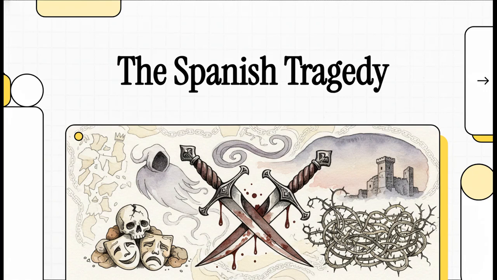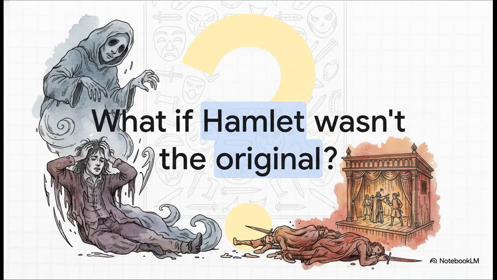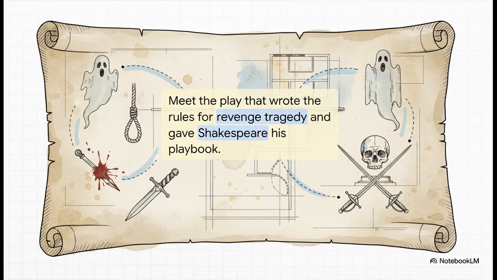Today, we're digging into a play so influential, it practically wrote the rulebook for one of theater's absolute bloodiest genres. So, what if I told you that the ghost, the feigned madness, the play within a play, and that huge, tragic pile of bodies at the end of Hamlet, what if all of that existed before Shakespeare even put pen to paper on that play? Yeah, that's right. We're talking about Thomas Kyd's The Spanish Tragedy. This was the explosive, trailblazing play that became the essential blueprint, basically Shakespeare's playbook, for centuries of drama.